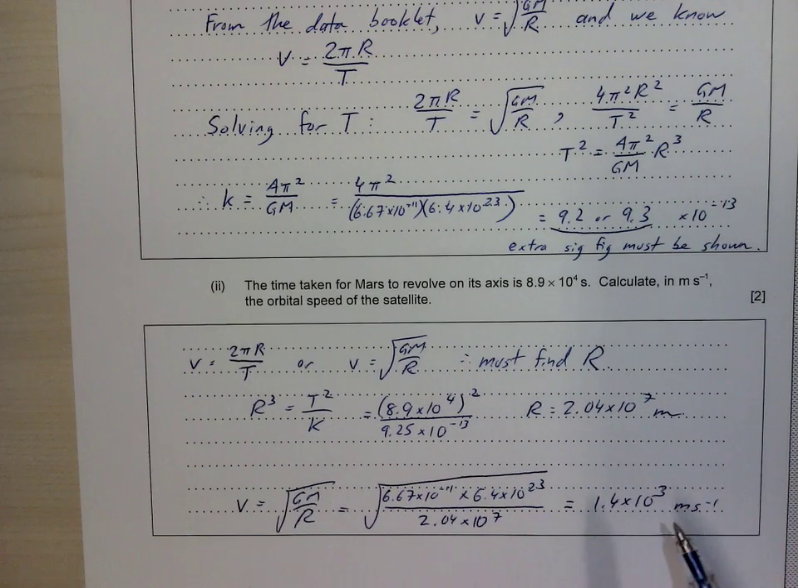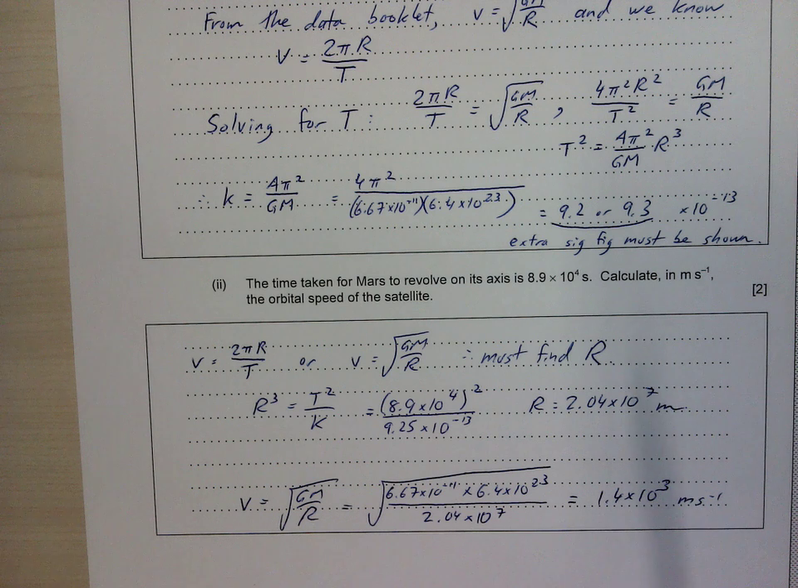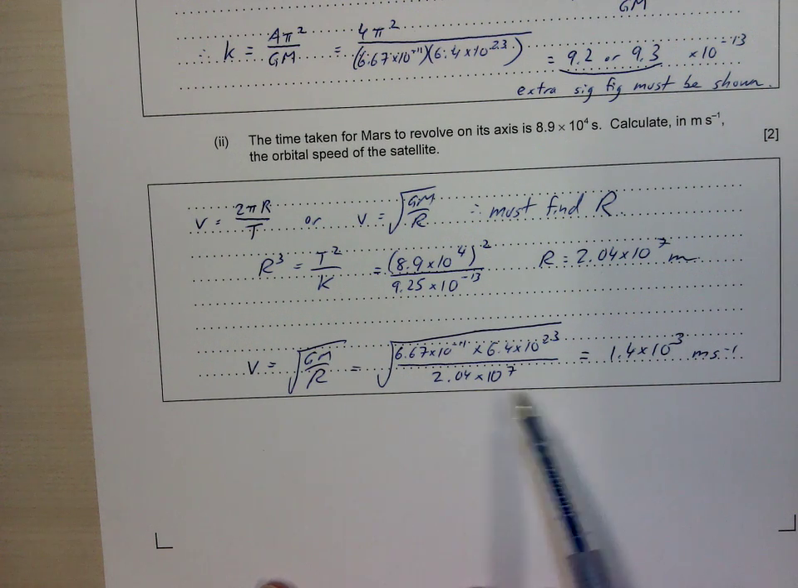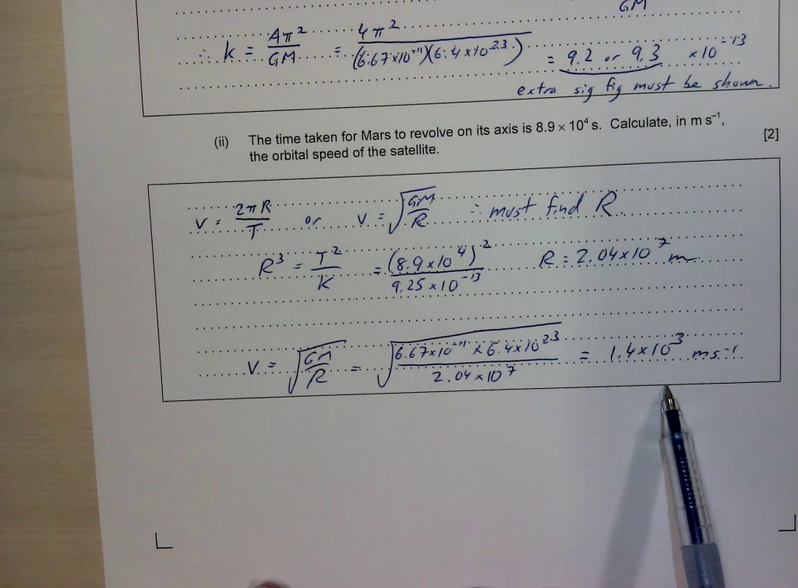And then the last part asks you to find the orbital speed of the satellite. So we can use this equation again from the data booklet, but before we can do that, we need to know what the radius of the orbit is. We can use the information from the original relationship, now that we know the k value from above, to find the radius, and then it's just a case of substituting the radius into the orbit equation to find the orbital speed.